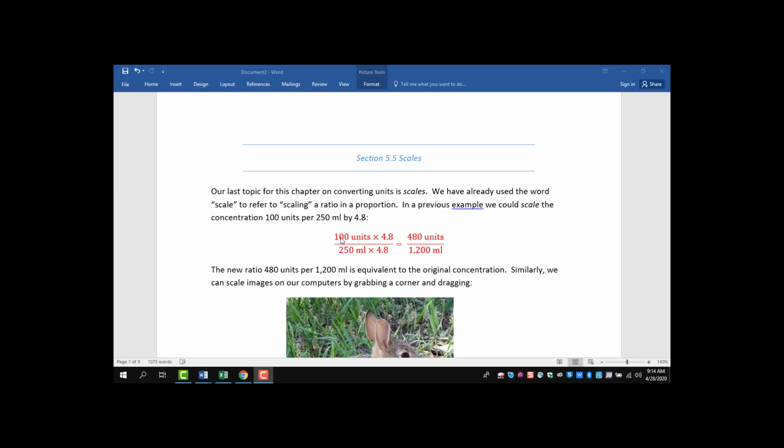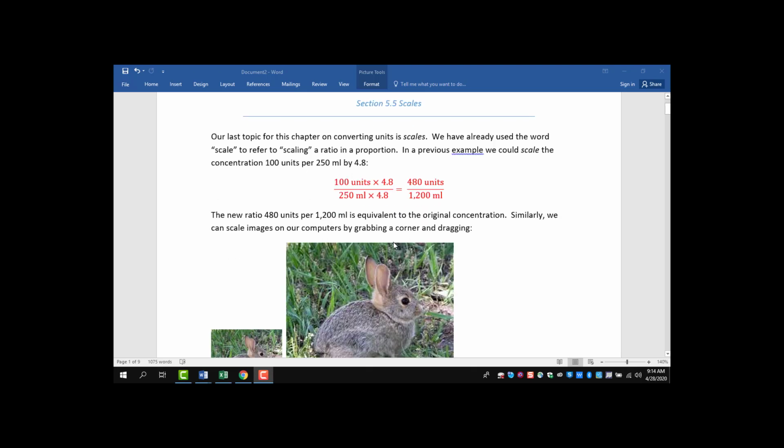So we're taking a ratio, multiplying it by 1, 4.8 over 4.8, and we get that. So 100 over 250 is equivalent to 480 over 1200 units milliliters. The new ratio, 480 units per 1,200 milliliters, is equivalent to the original concentration.